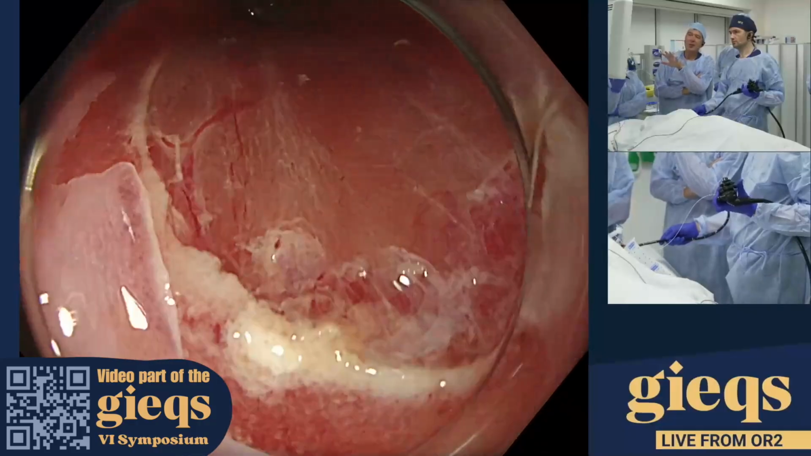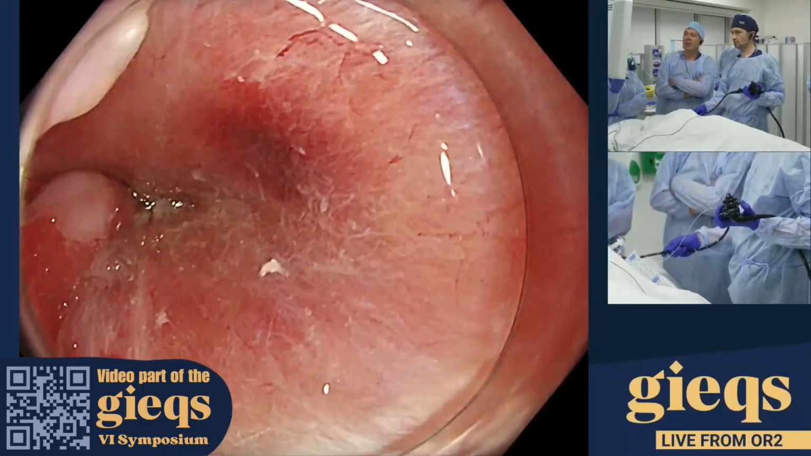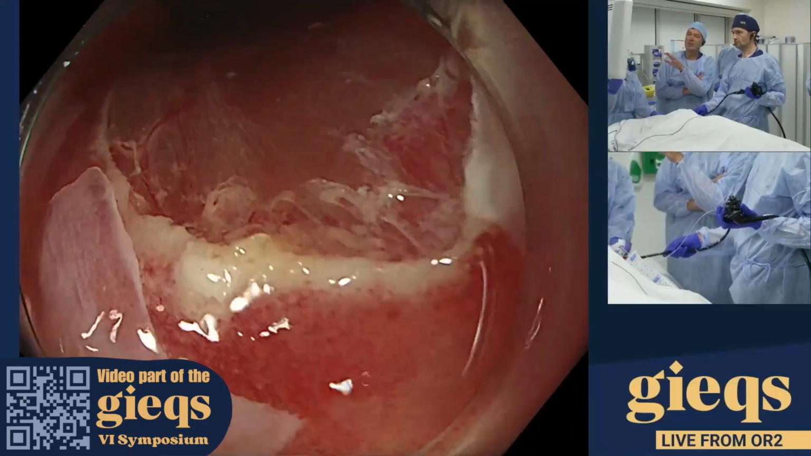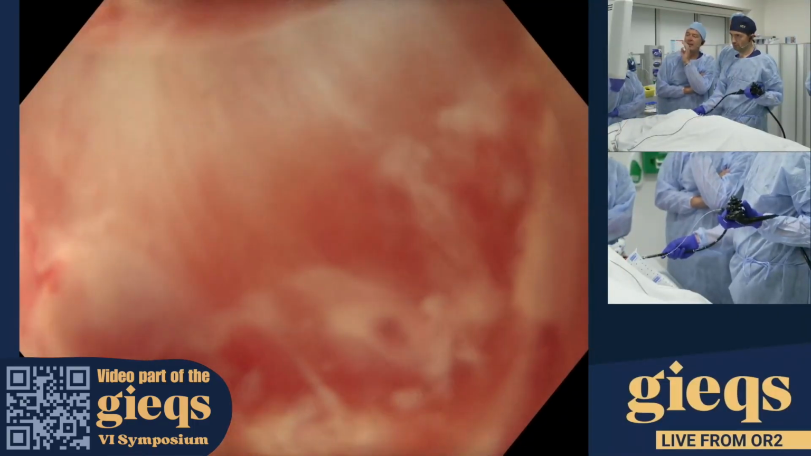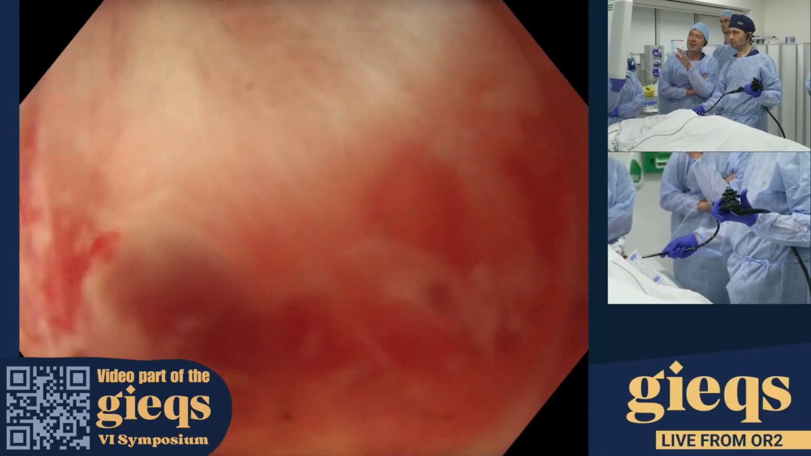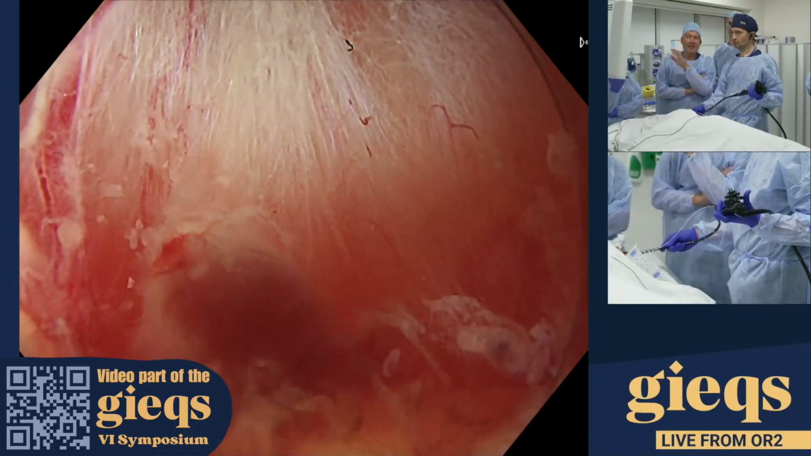So this is a normal white light picture. You can appreciate you're looking at the submucosa. You've got some slightly larger and smaller vessels coursing through it. And of course, we can look at the vessels and you've got to think, well, are they arterial or venous? Do they have pulsation? And probably the most important thing is the diameter, David?